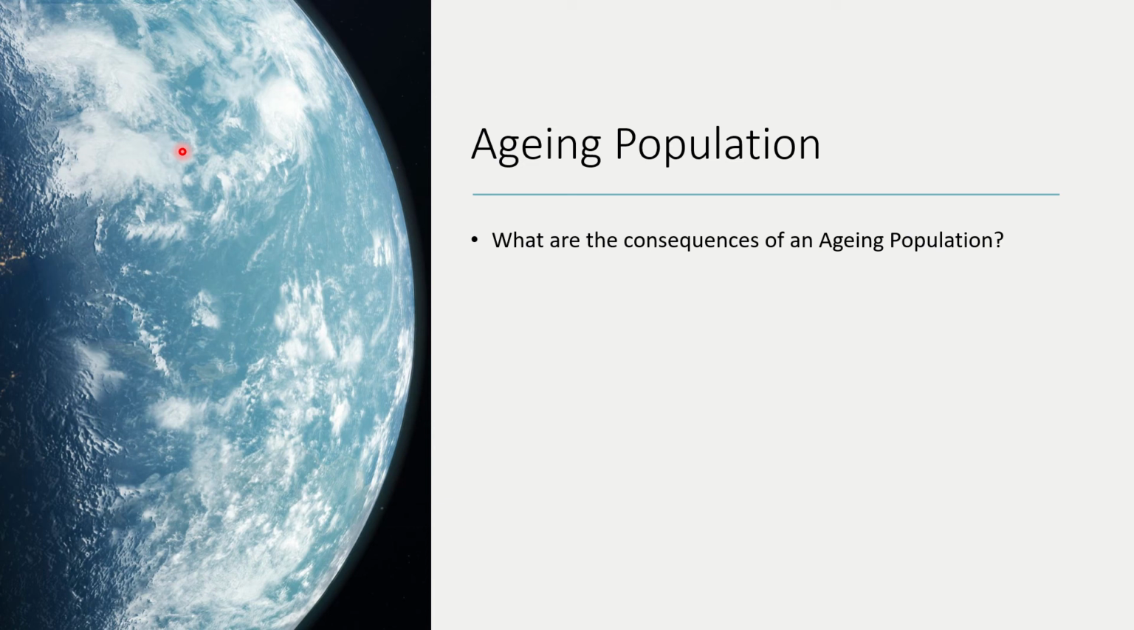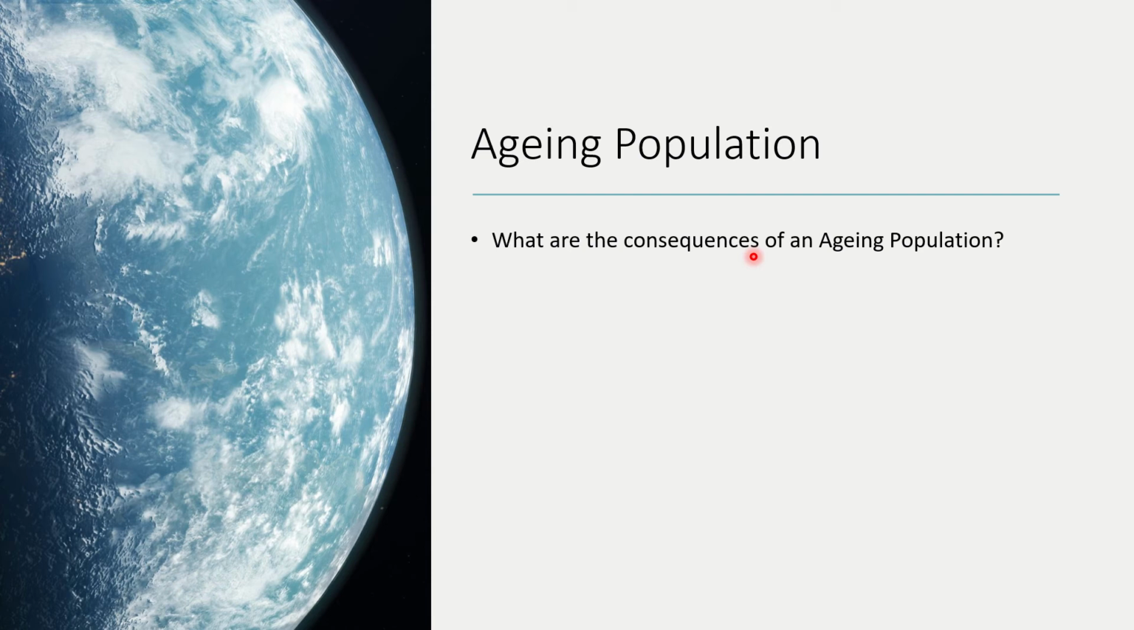Hi everyone. This video lesson is about aging population, and specifically we need to deal with the question of what are the consequences of an aging population. Now, you don't need to have necessarily a specific case study example of one country, but it is important that you do have examples drawn from your wider awareness of countries around the world.